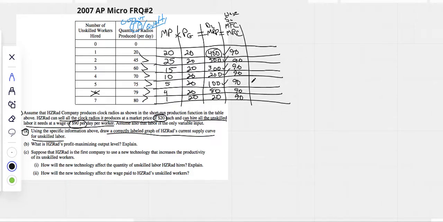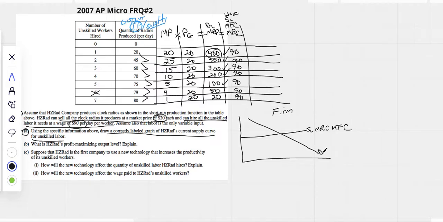So understand that we do know, and let's just draw a graph here. They're going to ask us to do it. They want us to draw our supply of labor curve for the firm. We know our supply of labor curve is our wage. It is your marginal revenue cost. It is your marginal factor cost. Your demand for labor curve always is downward sloping. This is your marginal revenue product. Quantity of labor on the horizontal and just wage on the vertical.